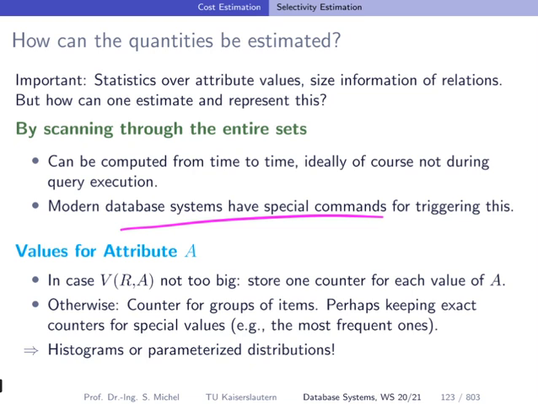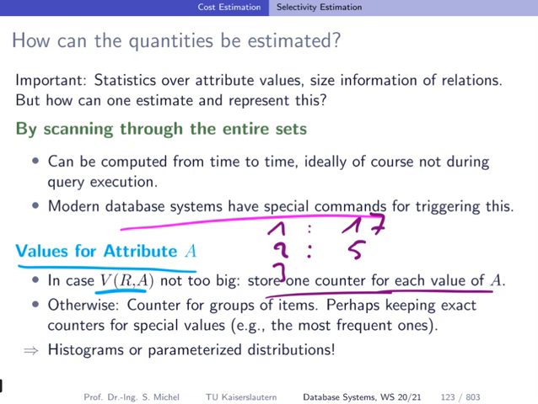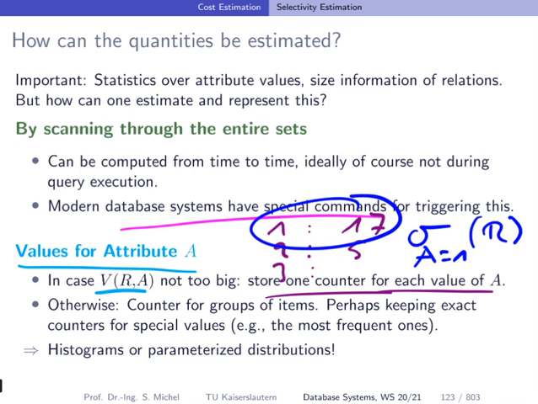So what about these values for attribute A? If you have very few distinct values for a certain attribute A in a certain relation R, that means if V of R,A is not too big, let's say, then it's feasible to store one counter for each value of A. So in a toy example, you have 5 values of A: 1, 2, 3, 4, 5, and you can say, well, 1 appears, let's say, 17 times, 2 appears 5 times, 3 appears, and so on. And then the query comes in and says, okay, we have R, how many tuples have A equal to 1, and then you look up and say, 17. And this will, of course, be no estimate, it will be an exact value for the number of qualifying tuples, because there are 17 that have A as 1.